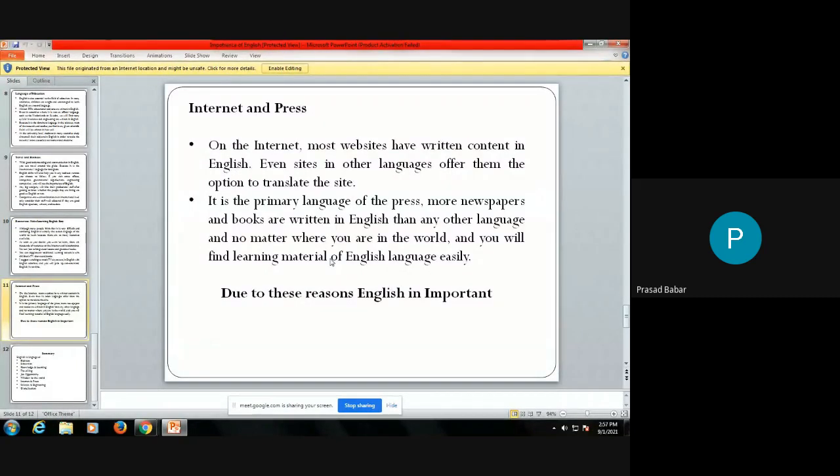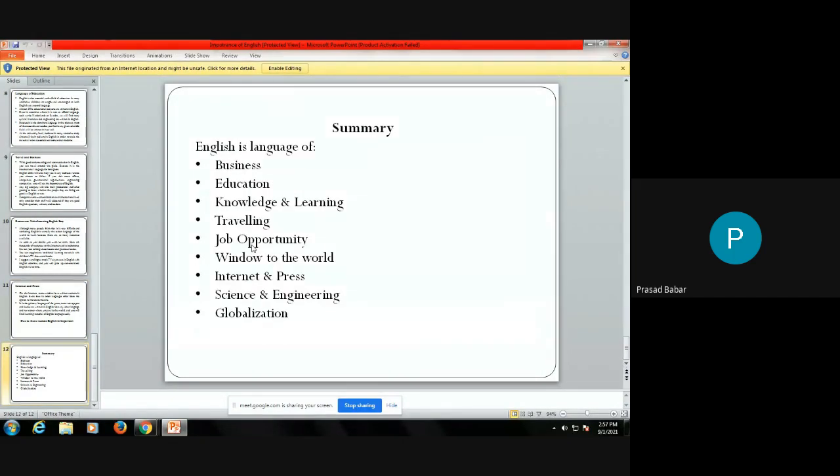That is why English is the most accessible language, having the most accessible material. So it has become a global or universal language of the world. Due to these reasons, English is important in our day-to-day life. So this is about the internet and press.